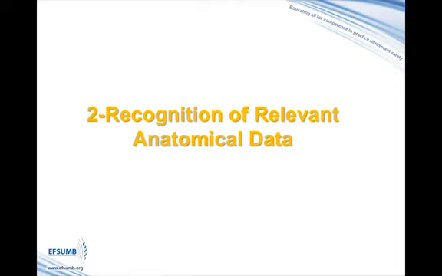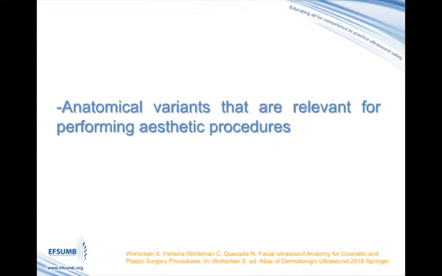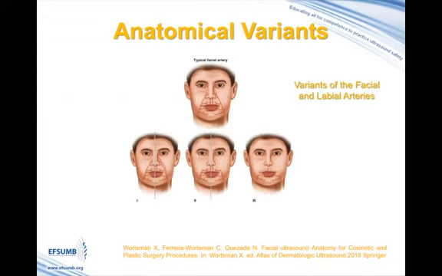The second indication is the recognition of relevant anatomical data. As you may know, anatomical variants are not infrequent and these may be relevant for performing aesthetic procedures. Among these anatomical variants are a variable distribution of the size and number of the facial and labial arteries. This is important because these vessels should not be damaged during the aesthetic procedures.